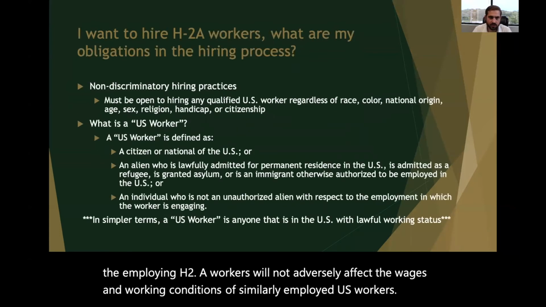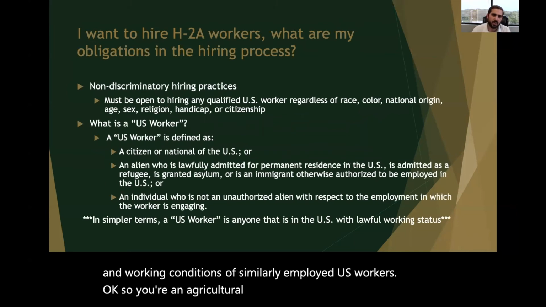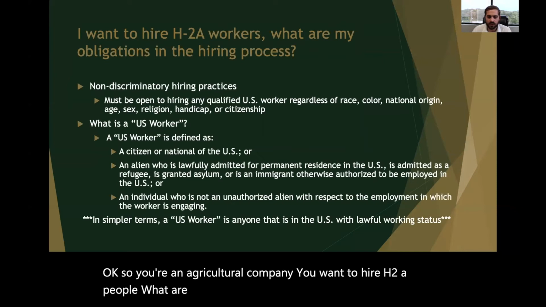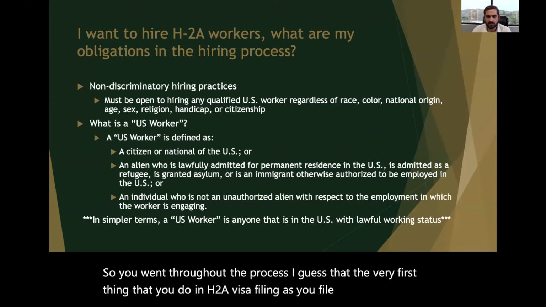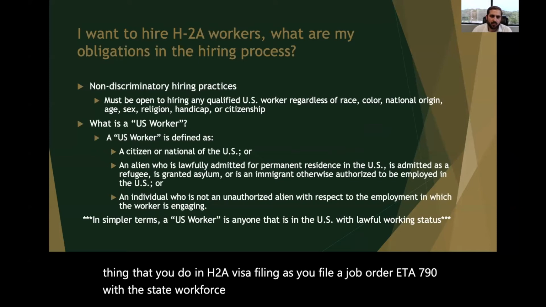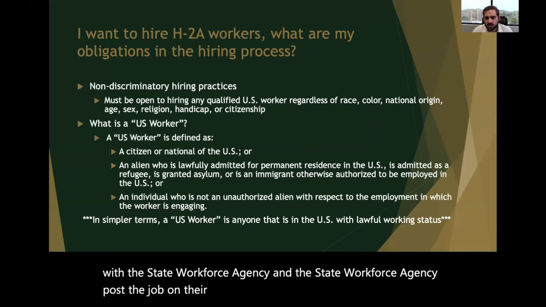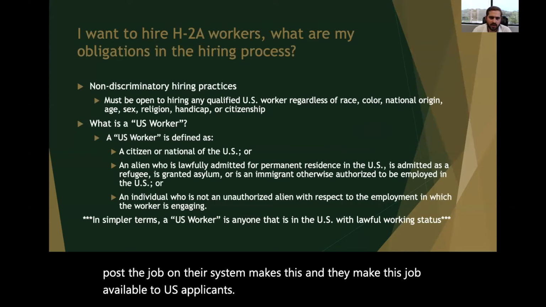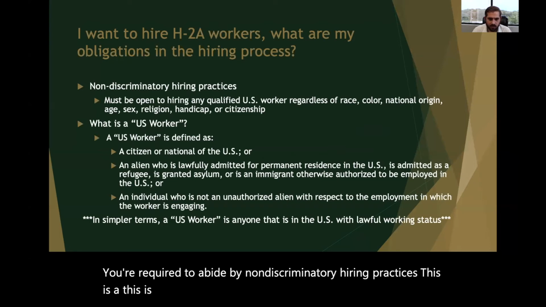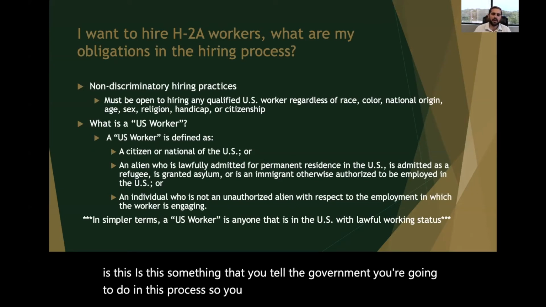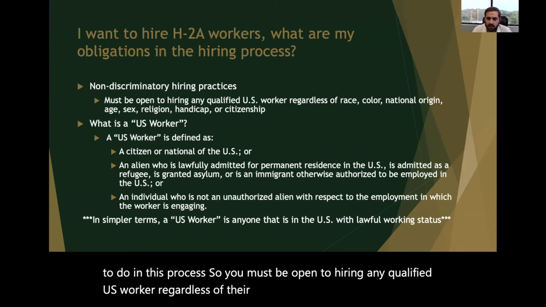Okay, so you're an agricultural company. You want to hire H-2A people. What are your obligations in the hiring process? The very first thing that you do in an H-2A visa filing is you file a job order, ETA 790, with the state workforce agency. And the state workforce agency posts the job on their system, and they make this job available to U.S. applicants. You're required to abide by non-discriminatory hiring practices. This is something that you tell the government you're going to do in this process. So you must be open to hiring any qualified U.S. worker, regardless of their race, color, national origin, age, sex, religion, handicap, or citizenship.